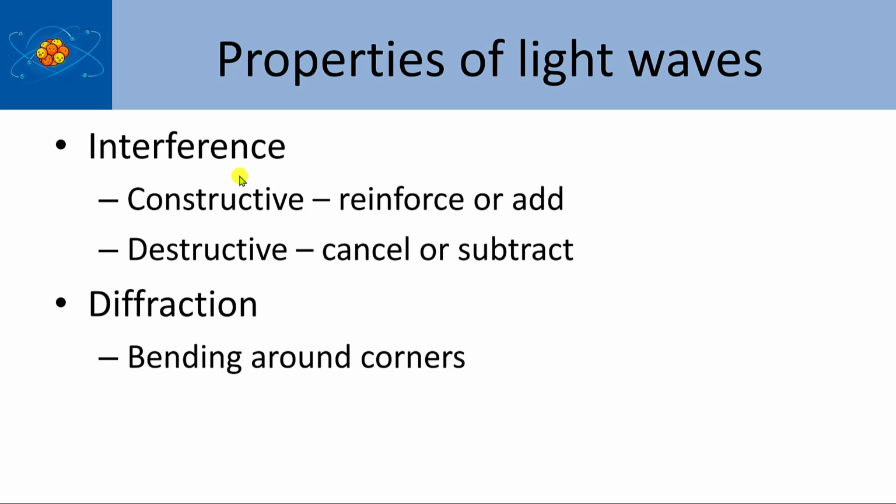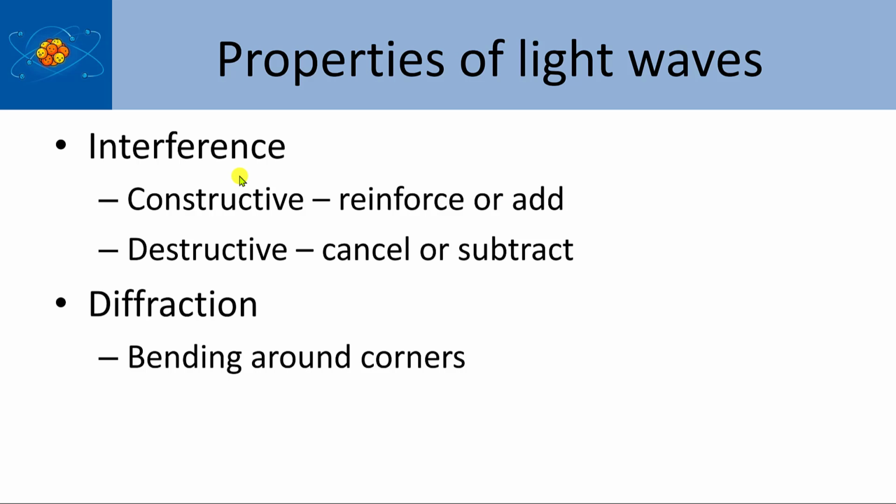So there are properties of waves that we're going to be discussing because it's kind of a setup for understanding sort of the properties of electrons and matter in general. These are interference and diffraction, and the simple idea is if two waves interact constructively, they reinforce or amplify each other. And if they interact destructively, they cancel each other out. Okay, they essentially are subtracting.